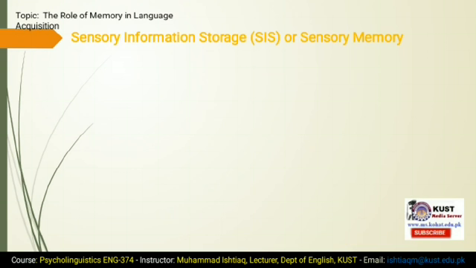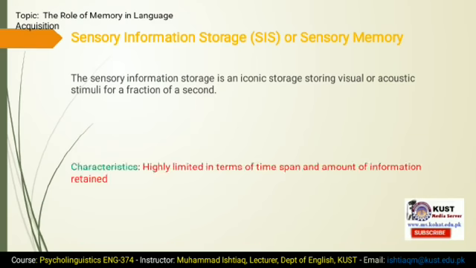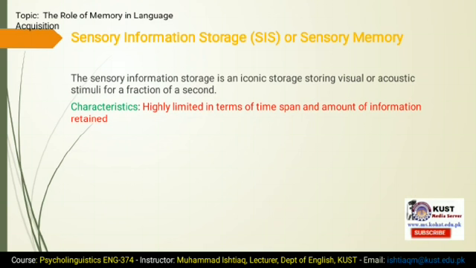Sensory information storage, SIS, or sensory memory, also known as iconic memory or also known as acquired memory. The sensory information storage is an iconic storage, storing visual or acoustic stimuli for a fraction of a second. It's known as iconic storage because it stores information in the form of icons, which can be visually seen, which you can hear. It's known as sensory memory because it's not actually memory, rather it's recognition of stimuli in the form of senses.